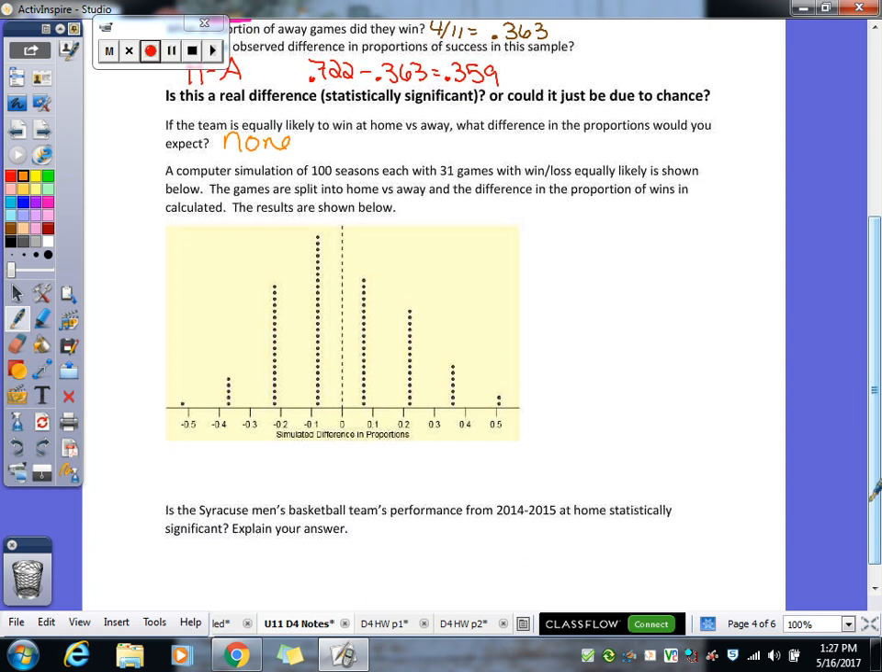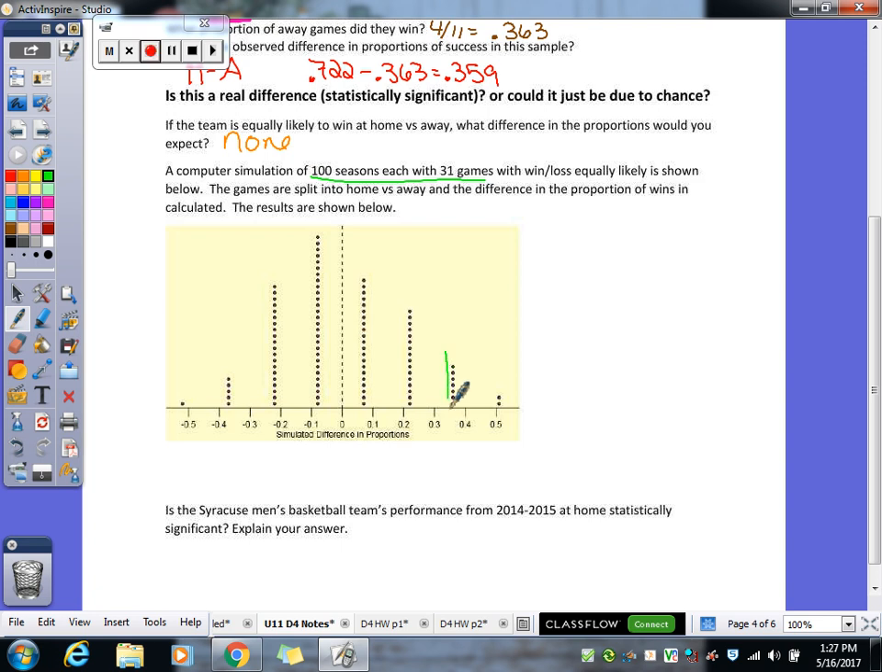So then I went through and I simulated for 100 seasons, each with 31 games, wins versus losses being as equally likely to happen. And then I split it into home versus away and found the difference of their proportions like we did above. And it gave me this little chart here. So we have to figure out, is the Syracuse men's basketball team's performance from 2014-15 at home statistically significant? Explain your answer.